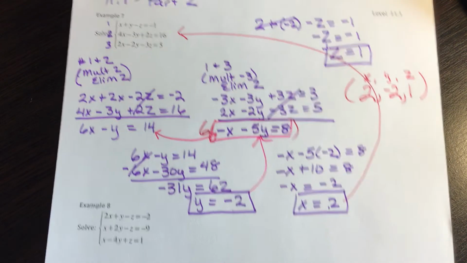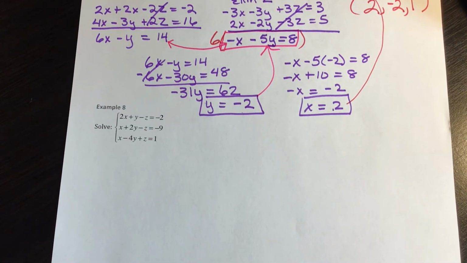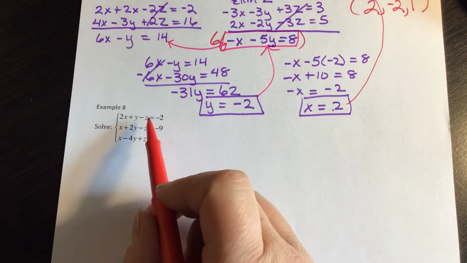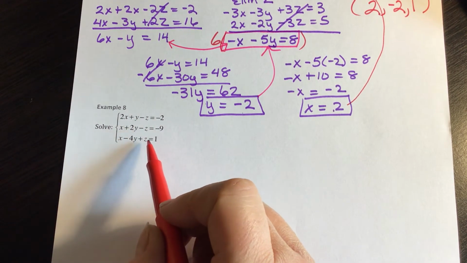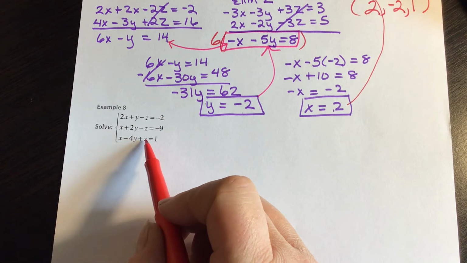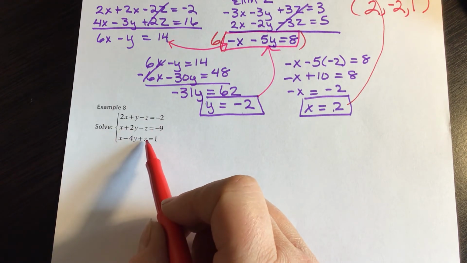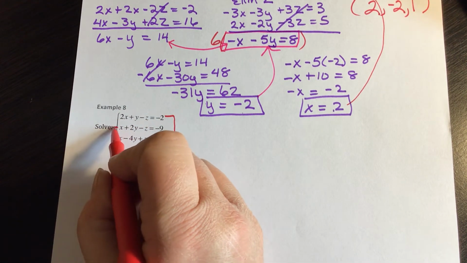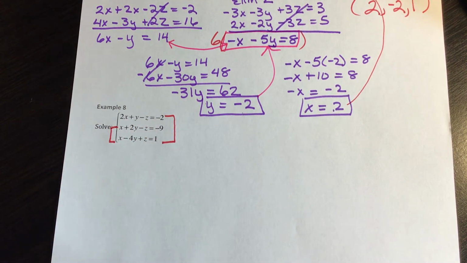All right. In example 8, again, we have a system of 3 equations, with x, y, and z to find the values of. Now notice here, the z's, if I paired up the first and the third equation, I don't even have to multiply by anything. I can just add them together and the z's eliminate. So I can do the first and third, and I can also do the second and third.